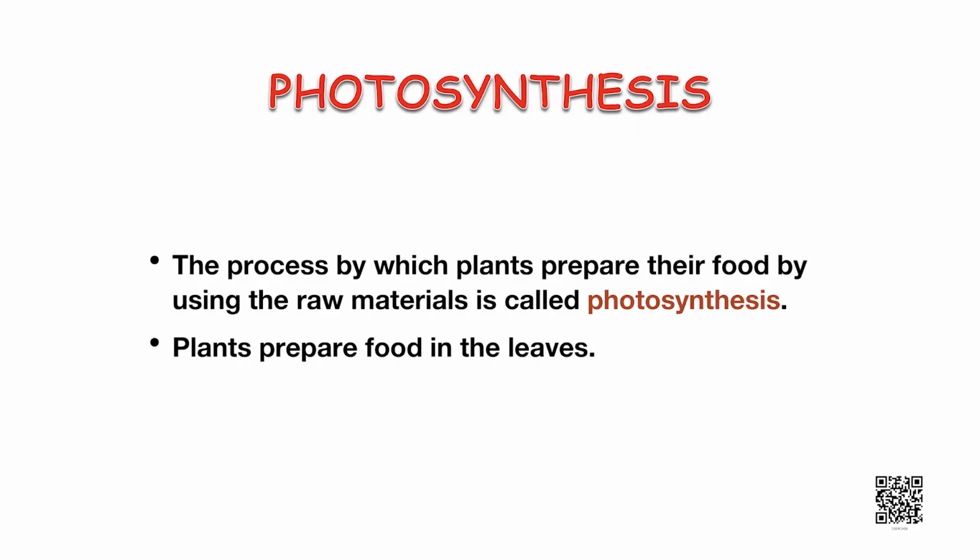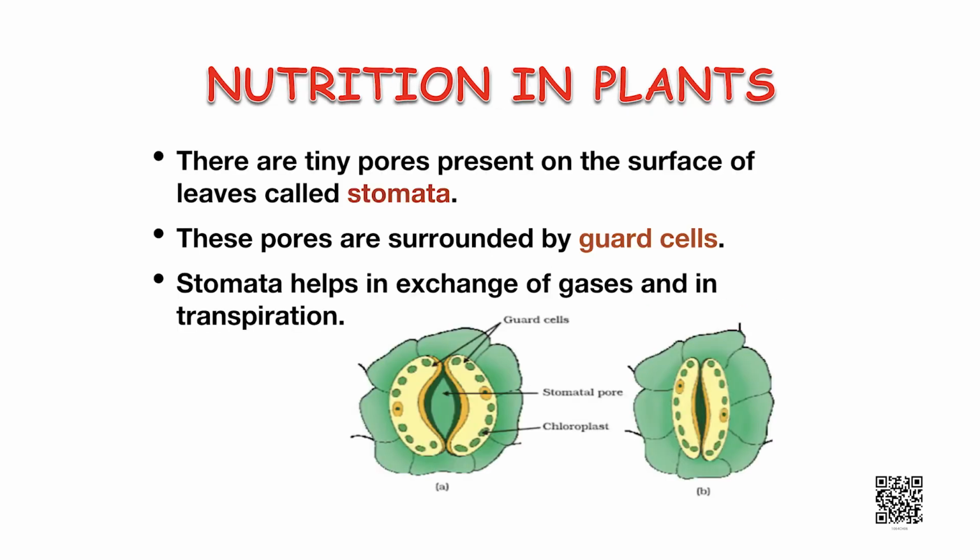Plants prepare food in the leaves. As you can see in the screen, tiny pores present on the surface of leaves. They are called stomata. These pores are surrounded by guard cells. Stomata helps in exchange of gases and in transpiration.